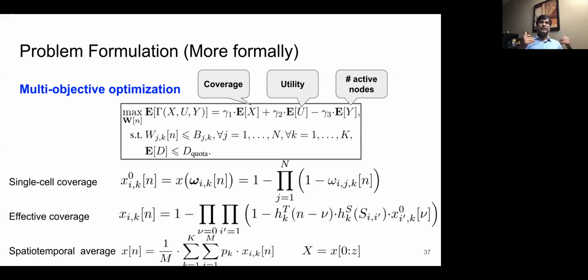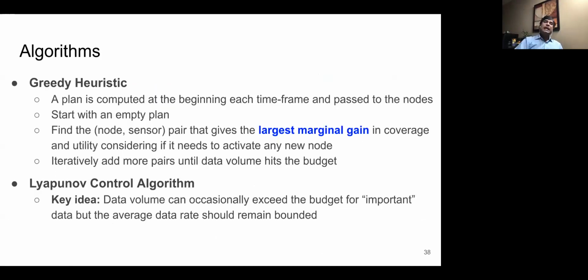One is to maximize coverage, then to maximize utility, and also to minimize the number of active nodes. That's why you see a summation of these two terms, but there is a negative. We need to put a minus on that term, so that means if we can minimize the number of active nodes, it's better. So we solve it through an algorithm called greedy heuristics. It's a hard problem, in fact.